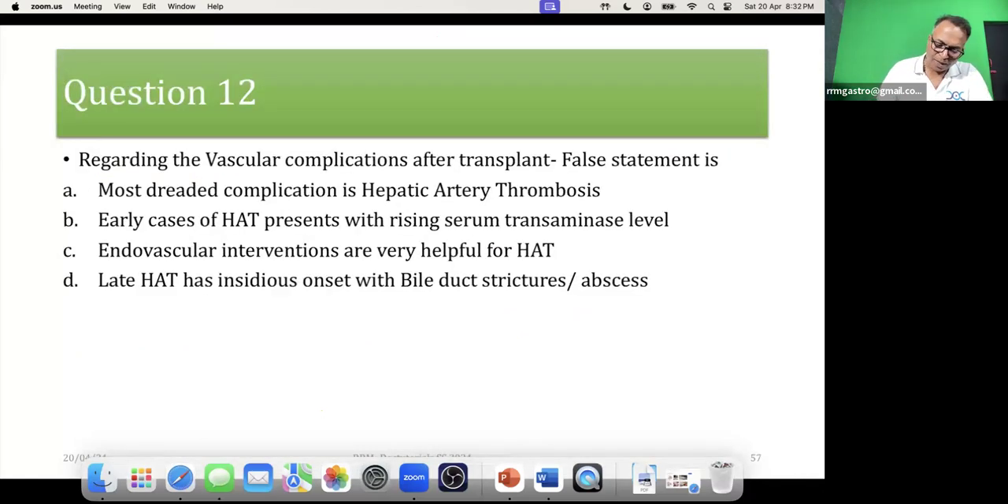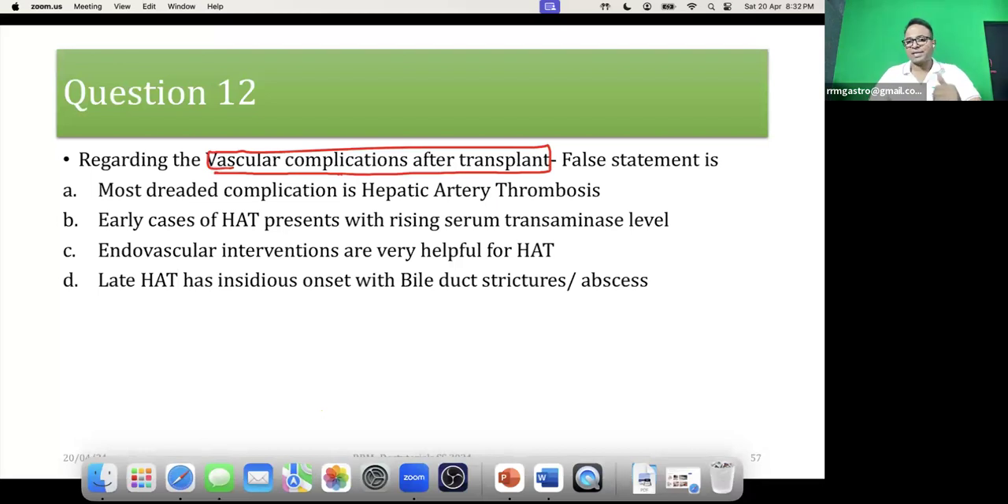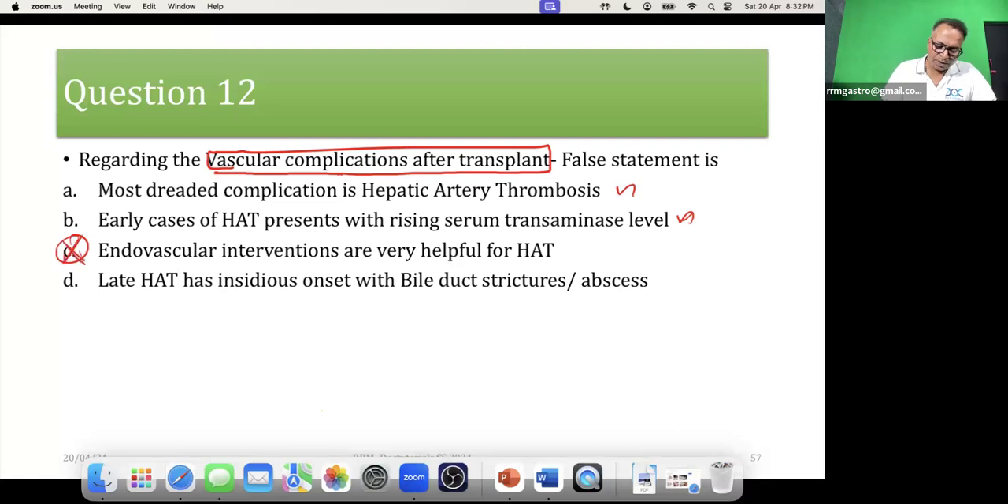Don't forget this MCQ. Regarding the vascular complications after transplant, false statement is, most dreaded complication is hepatic artery thrombosis. Yes, another nightmare of liver transplant surgeons is hepatic artery thrombosis. Early cases of hepatic artery thrombosis present with rising aminase levels. Endovascular interventions are helpful? No. Late hepatic artery thrombosis presents with bile duct strictures and abscess.